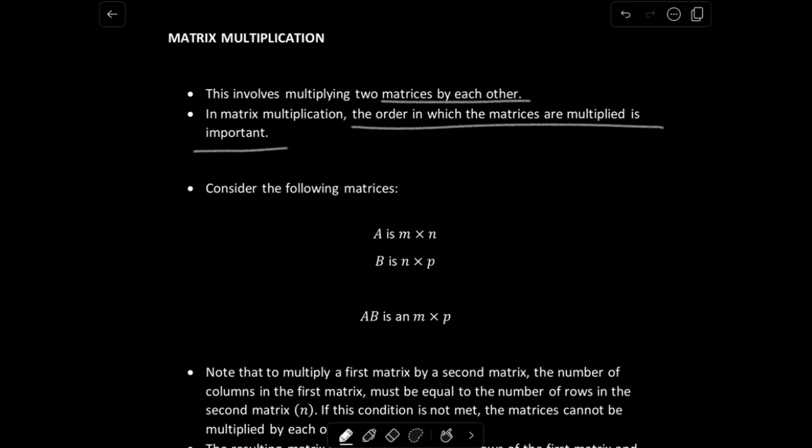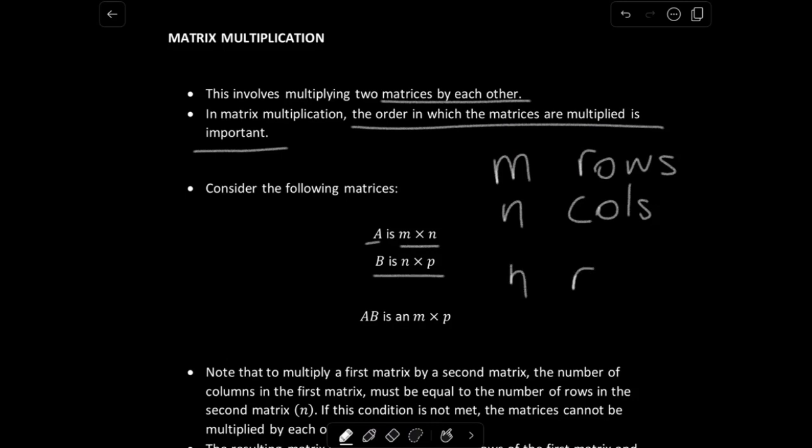So let's look at it. I want you to consider the following matrices that we are going to multiply. I have matrix A, and that is M by N. So I want you to take note that matrix A has M rows and it has N columns. I want you to write this out. And we are going to multiply it by matrix B. Matrix B has N rows and P columns because it's an N by P matrix.